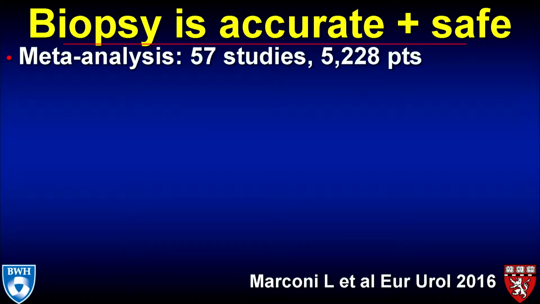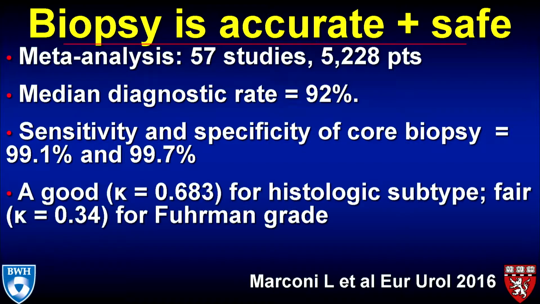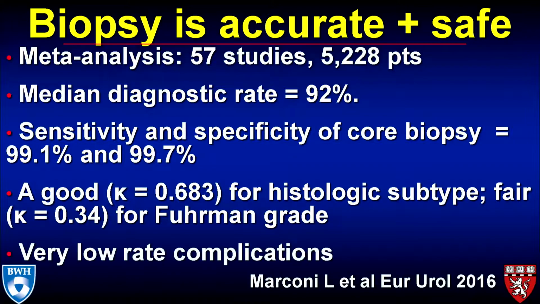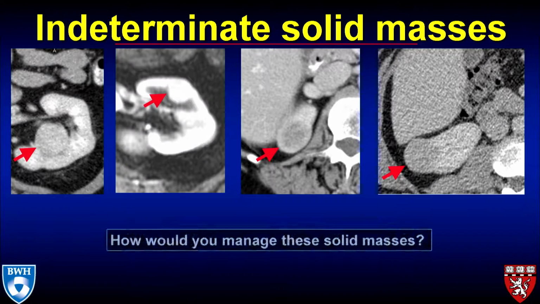It's a good test. This is a large meta-analysis showing a good diagnostic rate and good test characteristics. Not perfect for histologic subtype or for grade, so we have room for improvement there, but it's a safe test. So you have a smattering of cases like this. These are all solid enhancing lesions. We've ruled out fat, so we're not dealing with a classic AML. How would you manage these?